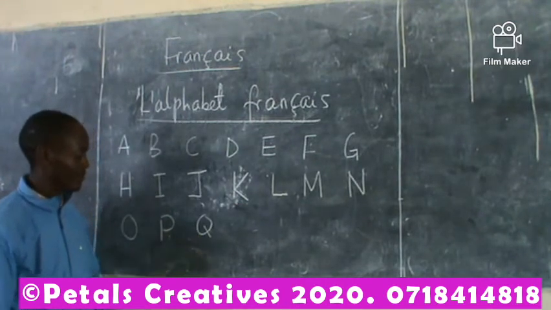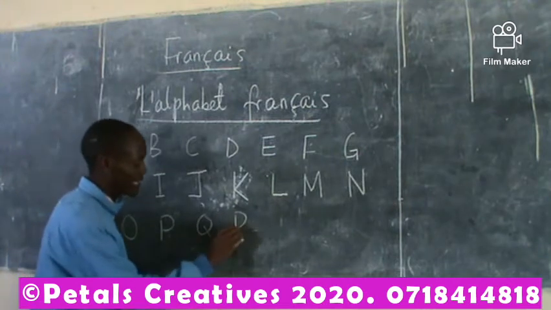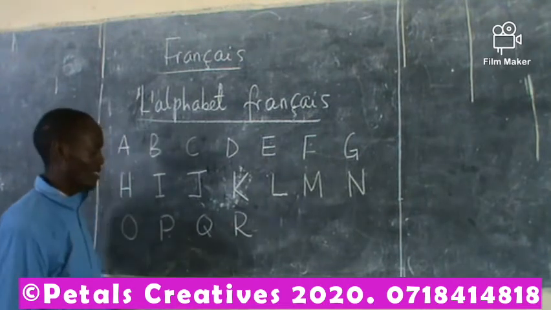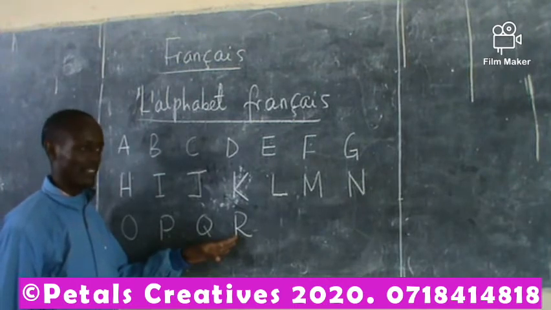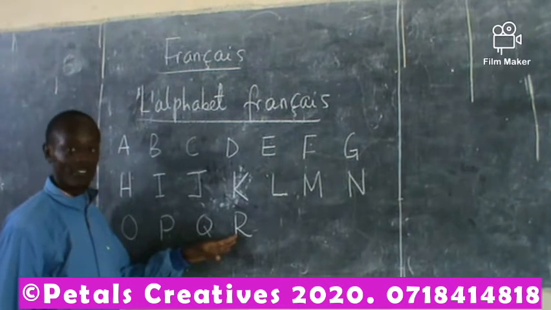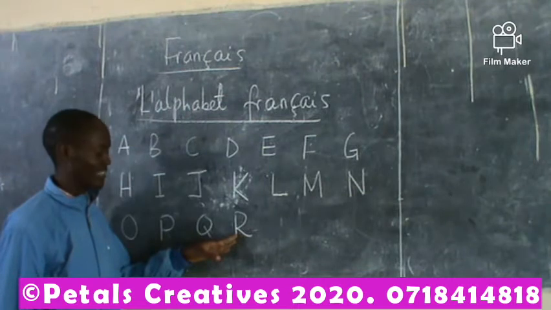It's Q, R. You can see it's quite different from English. We don't say the English R but the French R. So you are noticing that in French we don't say the English R, but we say the French R.